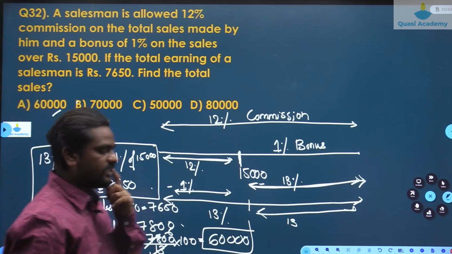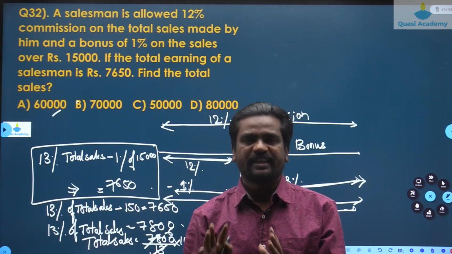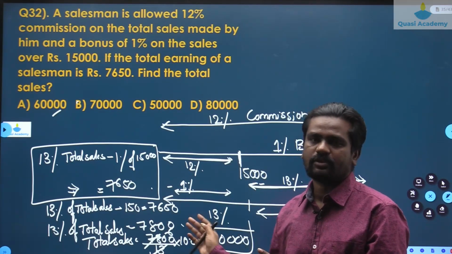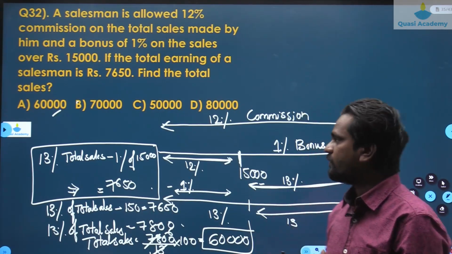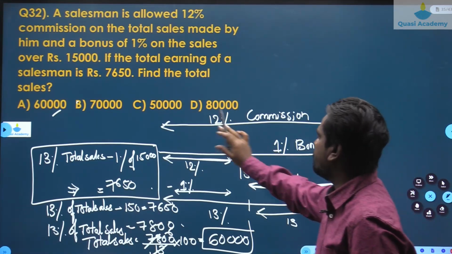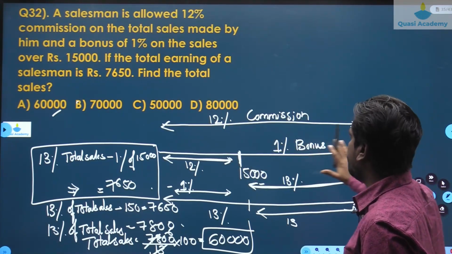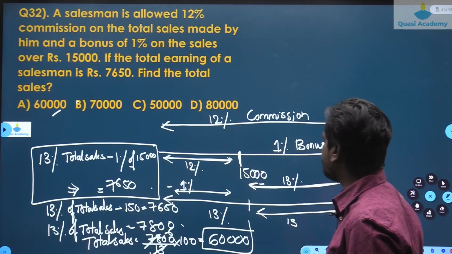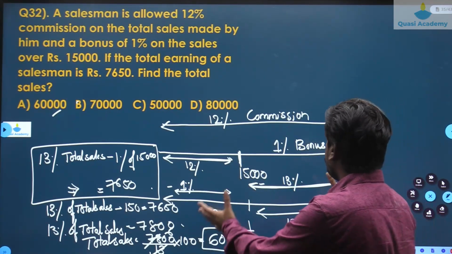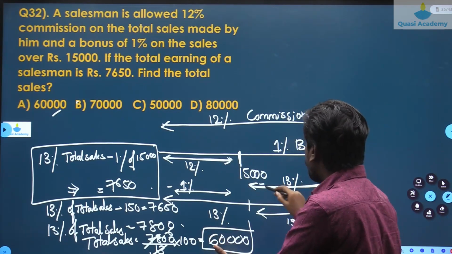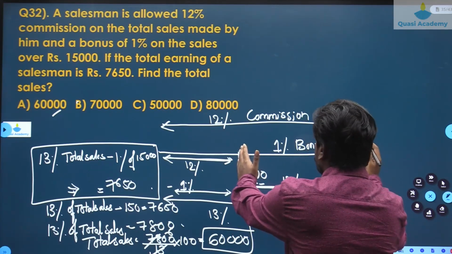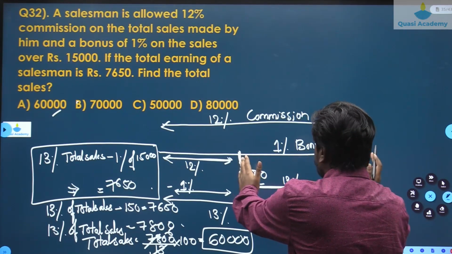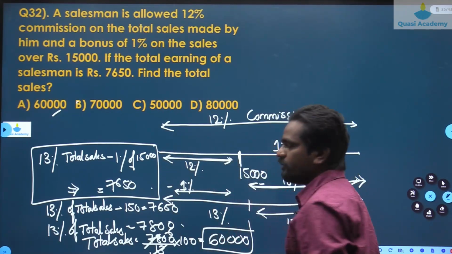So here we are just simplifying and taking that equation in such a way that we can solve this problem very quickly. As we know the concept, 12% commission for the total sales, 1% bonus for the sales above 15,000. For these sales he will be getting 13%, because 12% commission plus 1% bonus is 13%. But here he is getting only 12% commission.